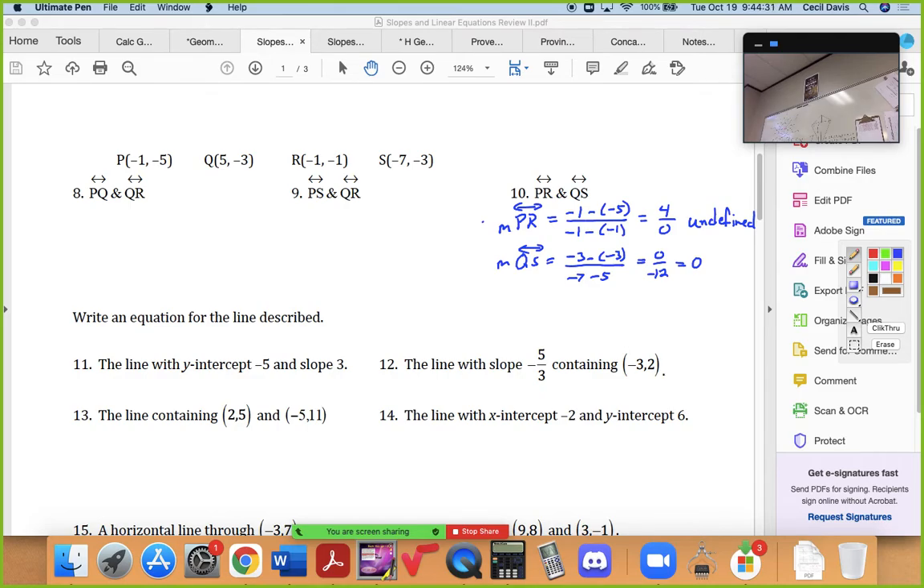All right, so if the slope is undefined, that's because it's a vertical line. So for this part, that line is going straight up and down. A line whose slope is 0 is going horizontally. So those two are going to be perpendicular to one another. So if it's ever like that, that means they're perpendicular? Yeah. Okay.